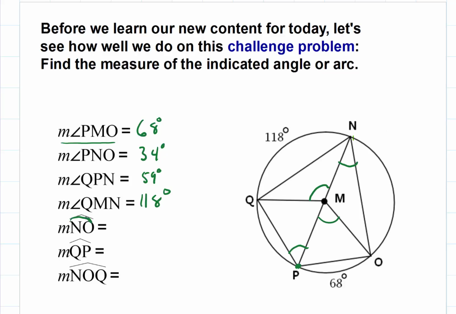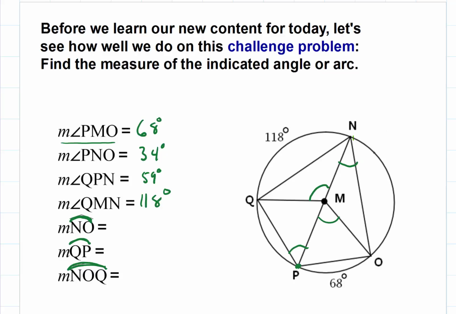Next we'll look for some arcs. First is arc NO. That's this arc right here. And let's see, what do we know about this arc? Well, there's a central angle here. We don't know that measure, so that doesn't help us. Is there an inscribed angle that we know? No, there's no inscribed angle.